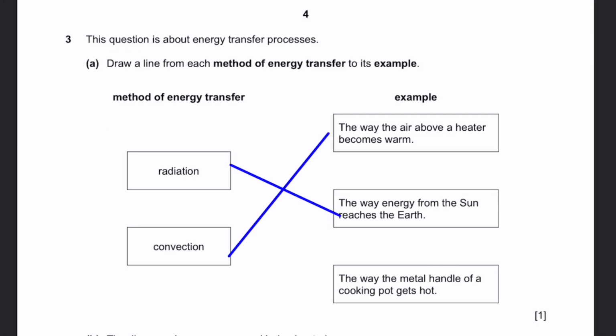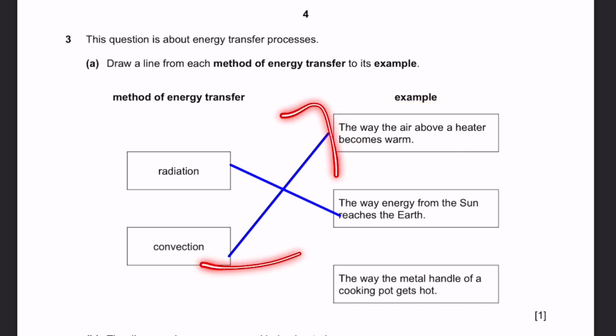This question is about energy transfer processes. A. Draw a line from each method of energy transfer to its example. So the method of energy transfer, radiation, the answer is the way energy from the sun reaches the earth. Because energy travels through a vacuum and only radiation can do that. And now for convection, the way the air above a heater becomes warm.